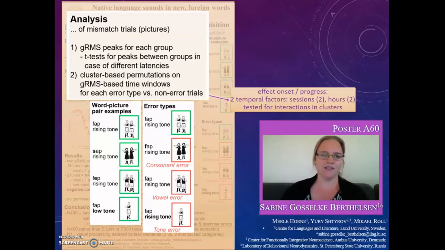As for analysis, we first of all tried to find out where the interesting effects were. So we looked at GRMS peaks for each group and compared their peaks with t-tests in terms of latencies. We then made up time windows based on the GRMS peaks and submitted them to cluster-based permutation analyses for each error trial compared to the non-error trials, for each error type to the non-error type.